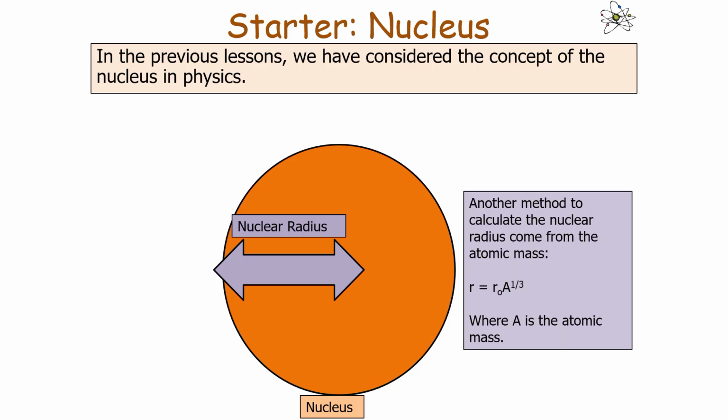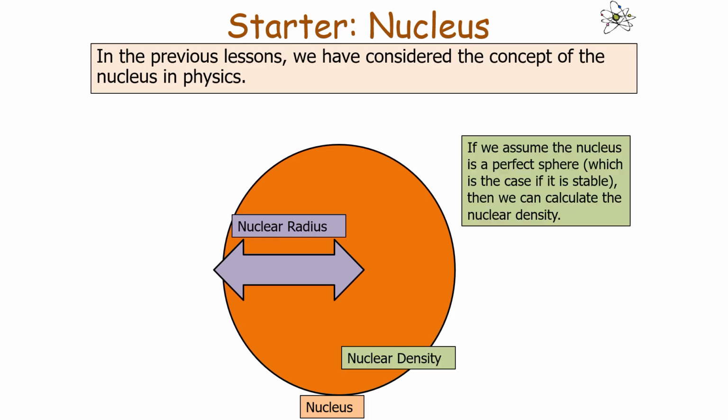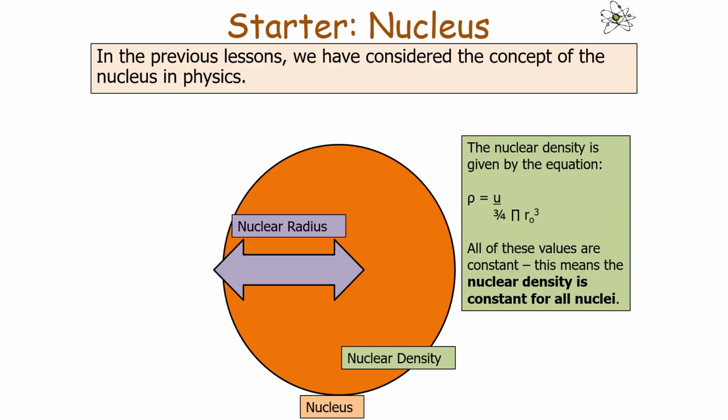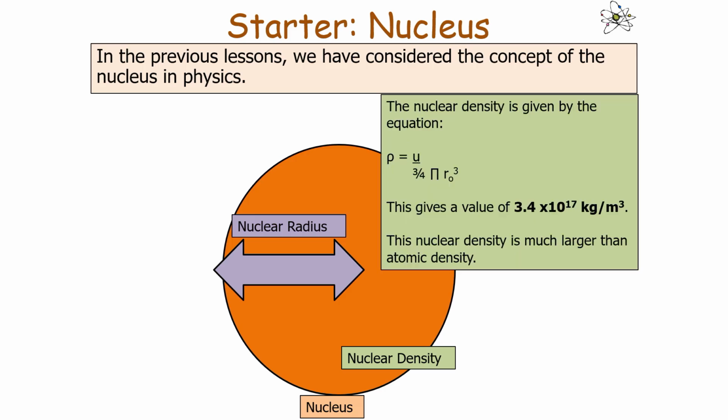Now another method to calculate the nuclear radius came from the atomic mass, where we said the nuclear radius is equal to R0 A to the power of a third, where A is the atomic mass number and R0 is the average radius of a nucleon in the nucleus. Now if we assume the nucleus is a perfect sphere, then we can calculate its nuclear density, and we said that the density is equal to u over 4 over 3 pi R0 cubed, and all of these values are constant, which means that the nuclear density is constant for all nuclei, which when we give values is about 3.4 times 10 to the 17 kilograms per meter cubed, which is much larger than the atomic density.